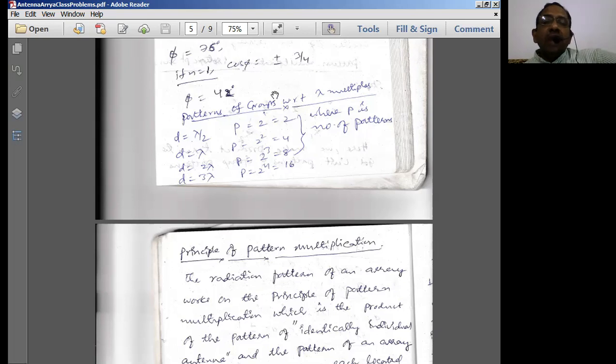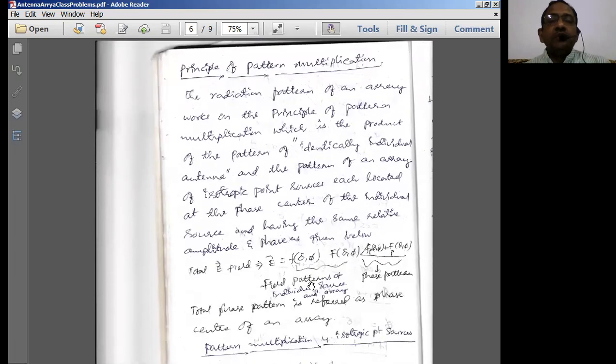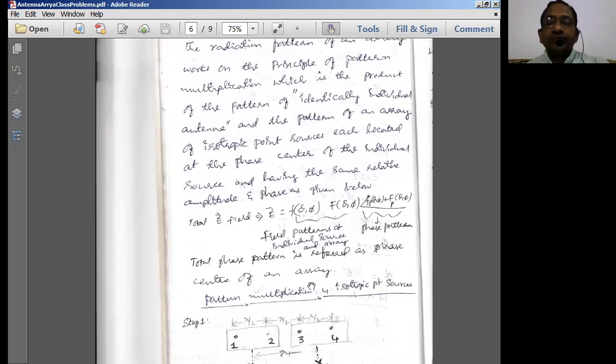So accordingly, I'll be having these number of patterns. So these are the various radiation patterns that we get from the two isotropic point sources for various distances between the antenna elements. And the last topic in this unit is going to be the principle of pattern multiplication.